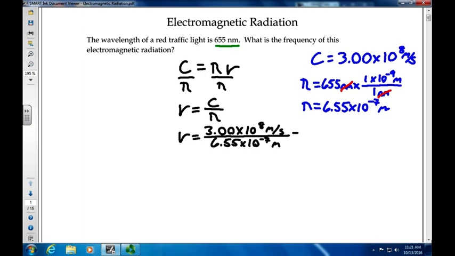When you do the arithmetic out, you'll find that meters and meters cancel each other out, and you're left only with per seconds, otherwise known as hertz, and you get 4.58 times 10 to the 14th power per second, which is also equal to 4.58 times 10 to the 14th power hertz, depending on what units they want you to use.